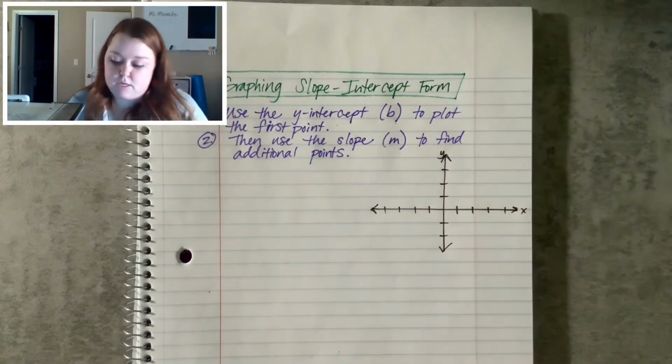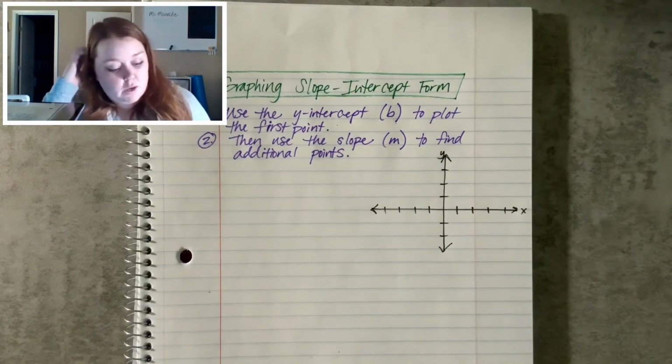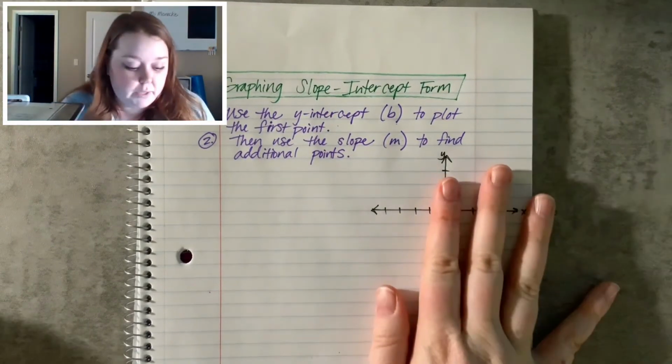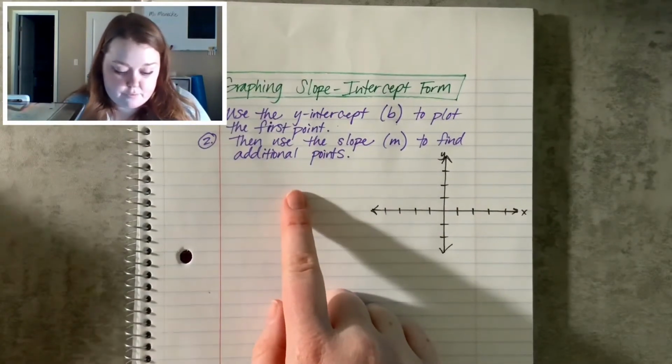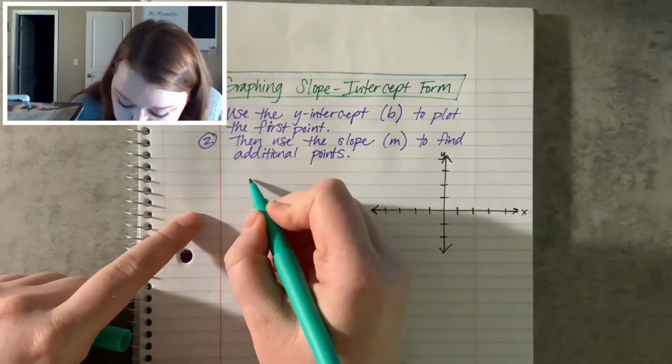Okay, so get that set up. Pause if you need to. Okay, so we have a blank graph here. Now this is the equation that I'm gonna have you graph. Ready? Here's your given equation.